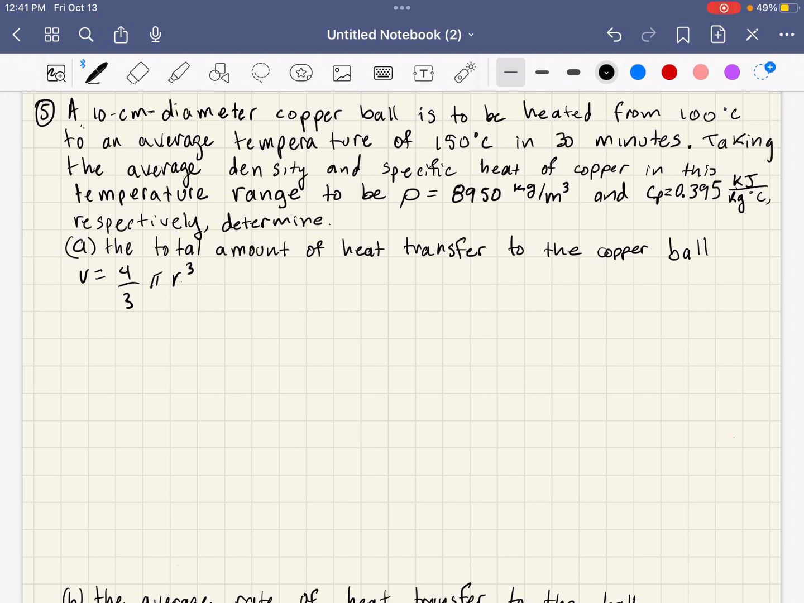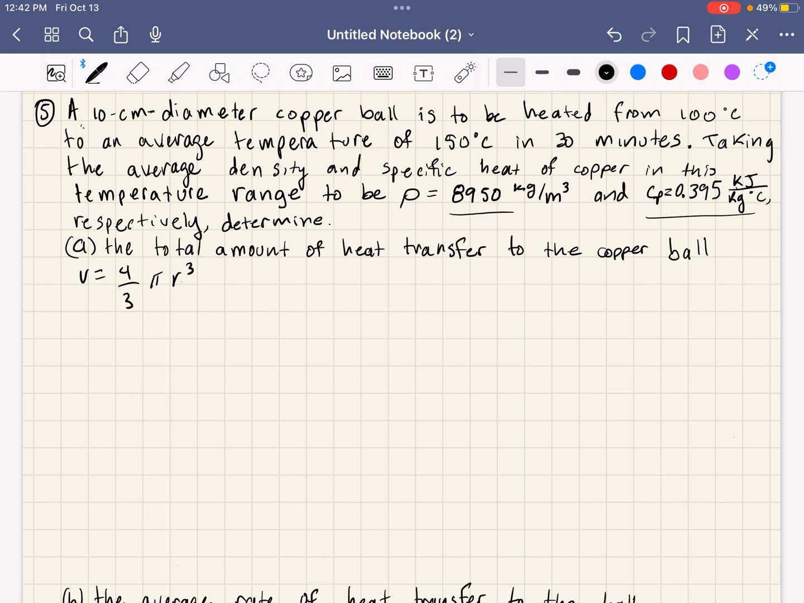Let's work this problem out. Okay, so for this problem, we have a 10 centimeter diameter copper ball, which is to be heated from 100 degrees Celsius to an average temperature of 150 degrees Celsius, and this is to take 30 minutes. And we want to take the average density and specific heat of copper in this temperature range to be 8,950 kilograms per meter cubed. Okay, and the specific heat is going to be the following.